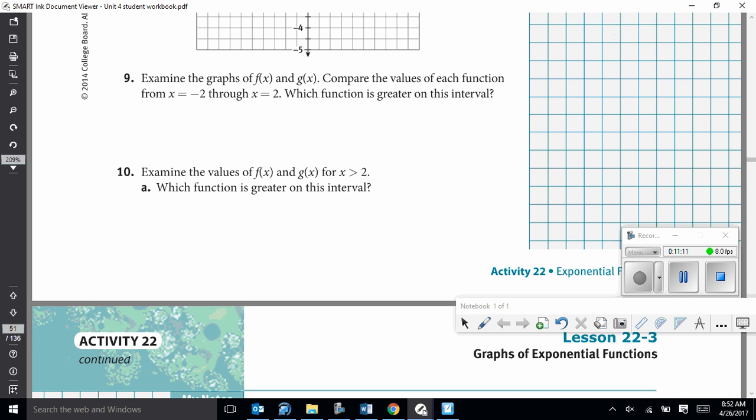All right, so examine the values of f of x and g of x for x is greater than 2. Which function is greater on this interval? So if this was a candy function, which function is going to give you the most candy when x is greater than 2? The g of x, right? Because it's getting bigger. We had g of 3 was 8, and f of 3 was 6. 8 candies are better than 6 candies. And then they just keep getting further and further apart as we move forward.